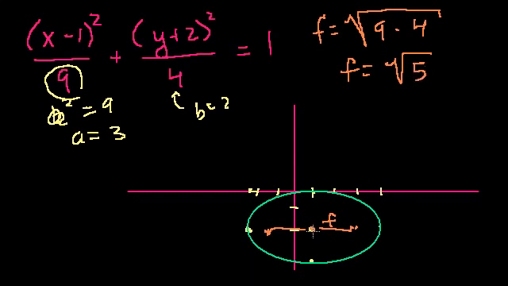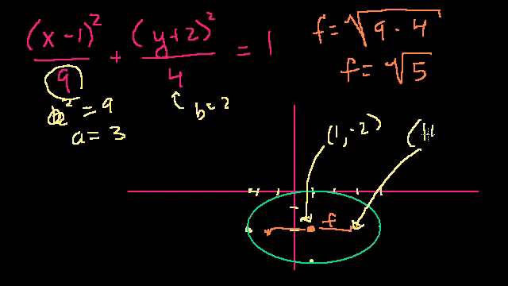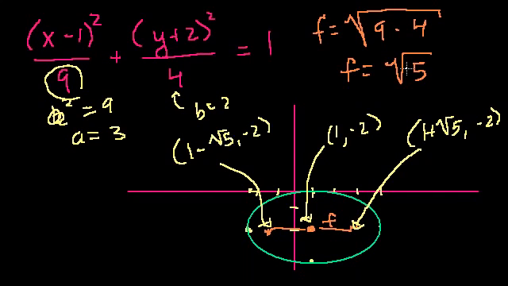So if this point right here is the center of the ellipse, we already showed that it's the point (1, minus 2). The coordinate of this focus right there is going to be (1 plus the square root of 5, minus 2). And the coordinate of this focus right there is going to be (1 minus the square root of 5, minus 2). And all I did is I took the focal length and, since we're along the major axis or the x-axis, I just add and subtract this from the x-coordinate to get these two coordinates right there.